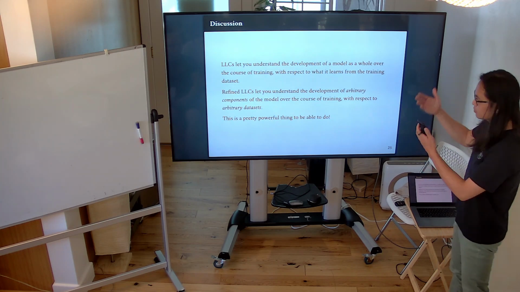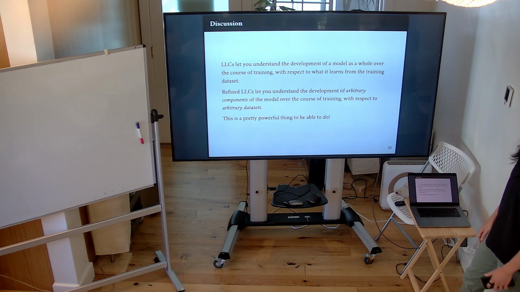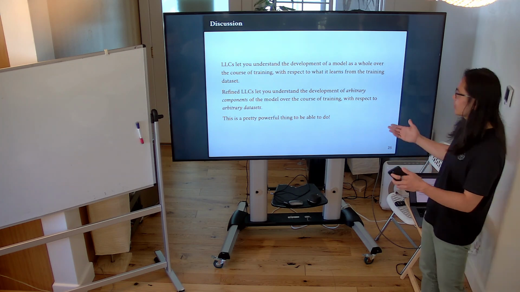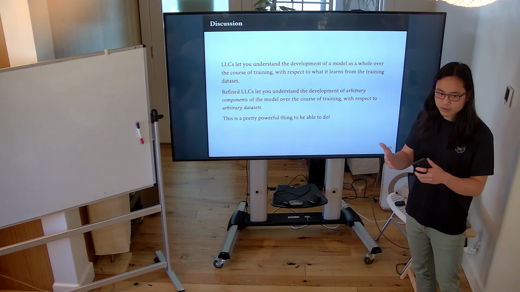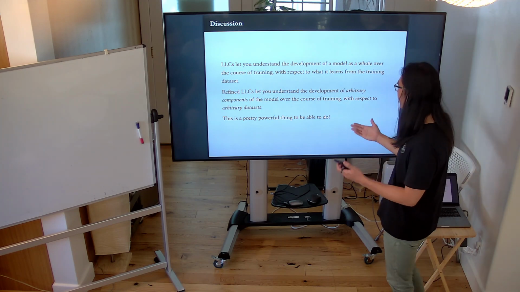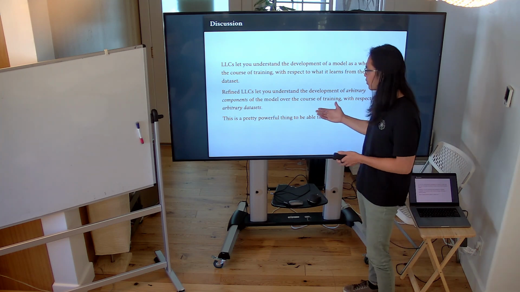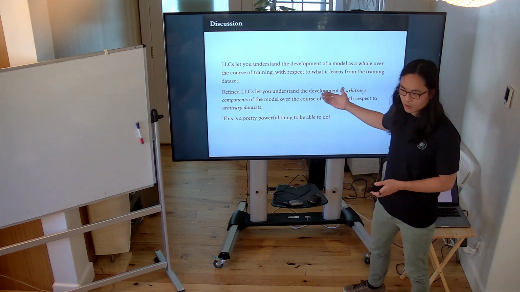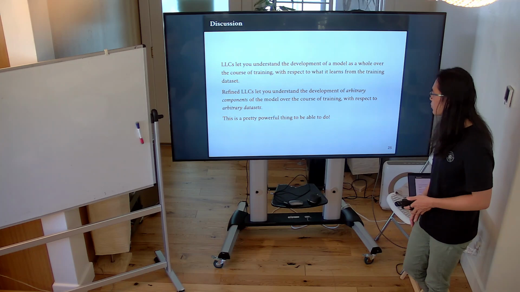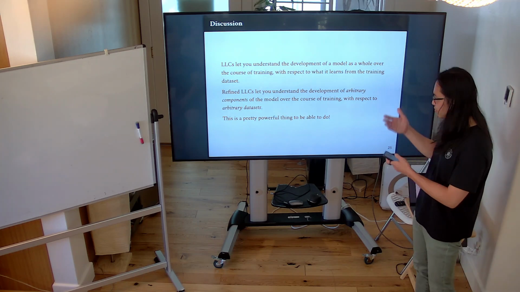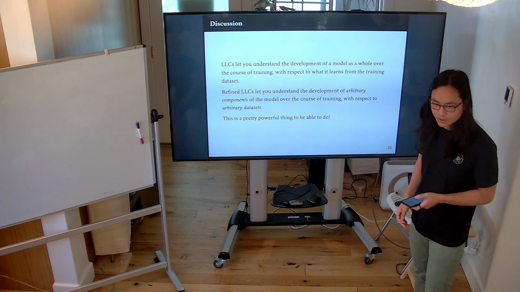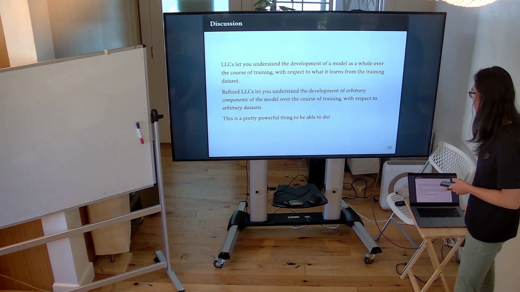Okay, so restated another way, the original LLC tells you something about the development of the entire model in relation to the pre-training data set, but refined LLCs let you understand how the development of arbitrary components of the model relate to arbitrary data sets. This is a pretty powerful thing to be able to do, and in theory this should just work for arbitrary models and arbitrary data sets.